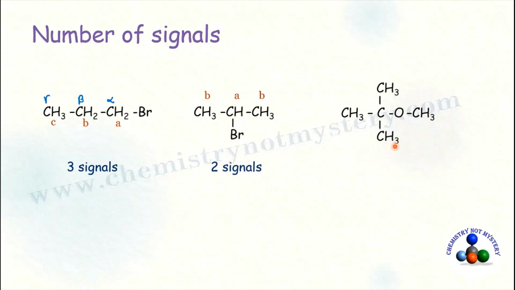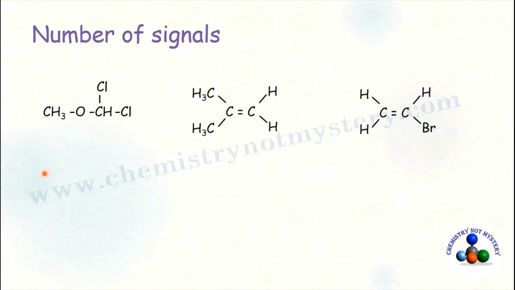Now come to the third molecule. Here there are 4 methyl groups, but these 3 are chemically equivalent. So they will give 1 signal, and this methyl will give another signal. So this molecule will give 2 signals. Let's practice a few more examples. In this molecule, there are 2 sets of chemically equivalent protons. So it will give 2 signals in NMR.